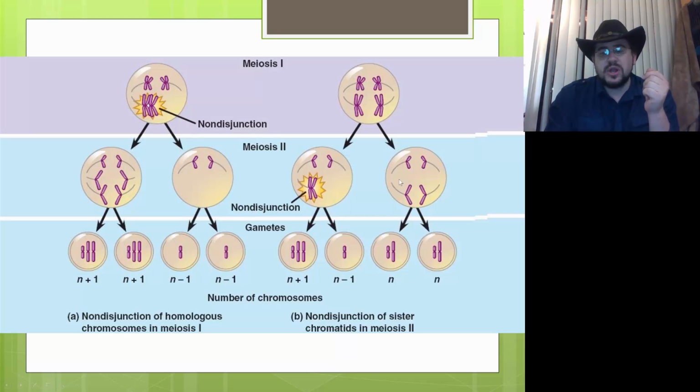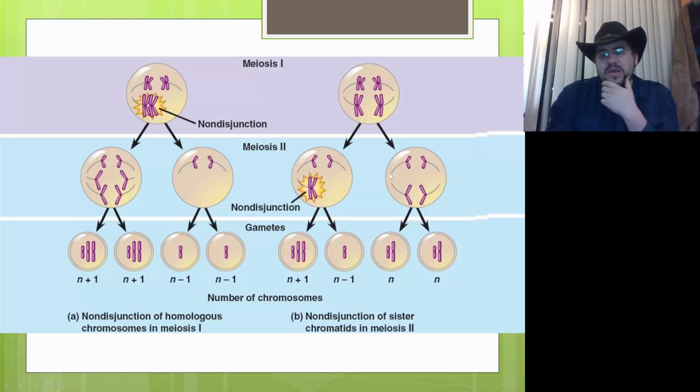And here's the picture to show you that. So here's non-disjunction in meiosis I. In anaphase I, the homologous pairs fail to separate. So this pair right here is the homologous pair failing to separate, and here they're absent. Because they're absent, we're N-1, and because we have that extra set, chromosome 1 of the homologous pair and then the second chromosome of the homologous pair, we get N+1 in two cells.